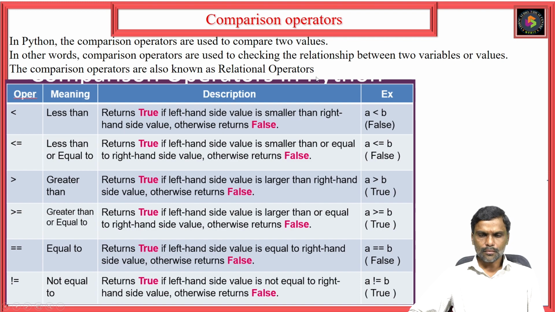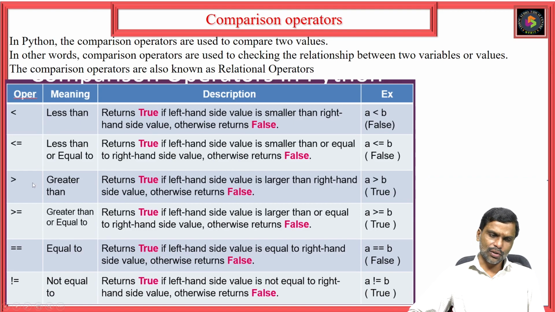So comparison operators are also called relational operators. They give a relationship between two variables or two values. Let us see how. Here we have less than, this is the operator, then this is the meaning, then I have given a description. When we are comparing two values or two variables, if it is true, it will give the value true. If it is false, it will give the value false. That is the meaning of relational operators.